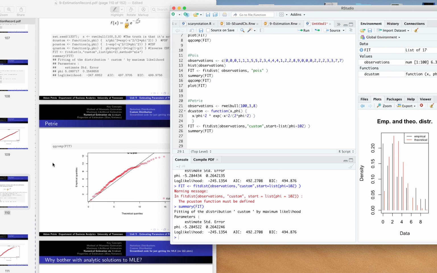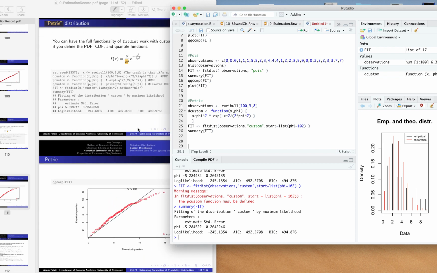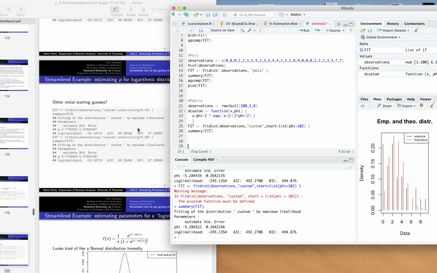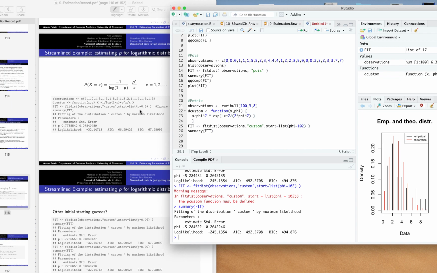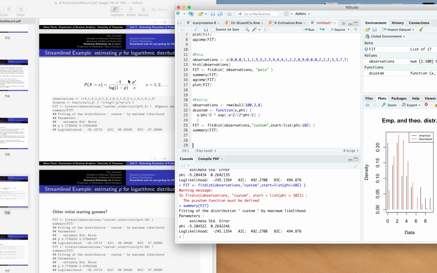All right, well, how about a more complex example here? Let's do an example. Scroll ahead a few pages into the notes here. Or actually, let's do one more simple example. Let's do the logarithmic distribution before moving on. Simple example because there's only one parameter estimate. So let's try this logarithmic.